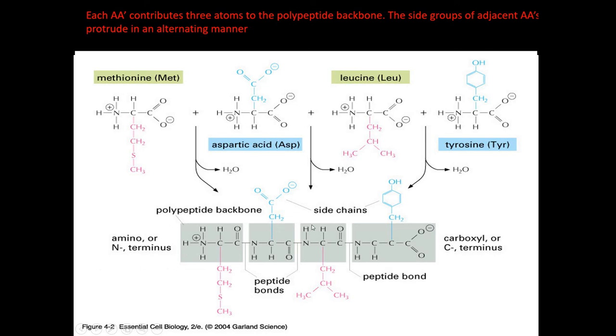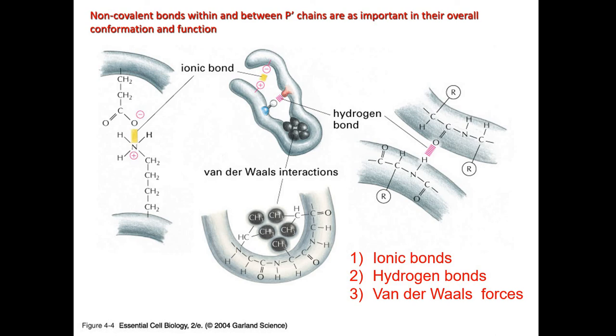The polypeptide backbone contains the side chain, amino terminus, carboxyl group terminus, and between the 2 amino acids there is the formation of a peptide bond. Here you can see side chains are shown in different colors. There is the formation of non-covalent bonds between the chains. These are important in their overall conformation and function.